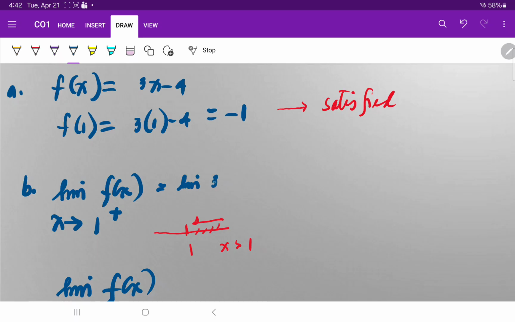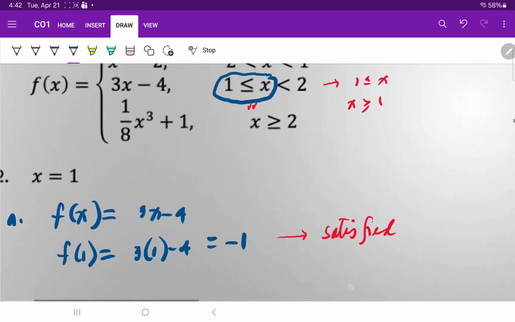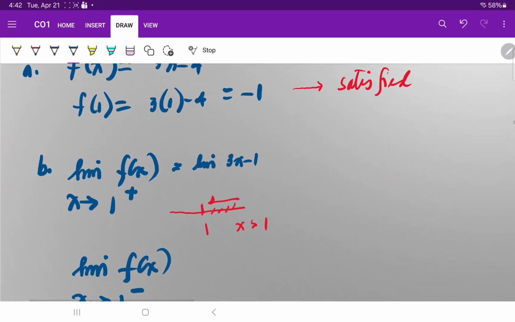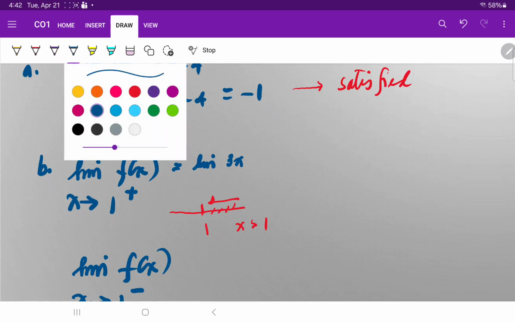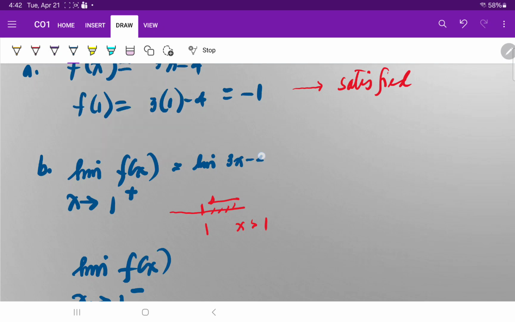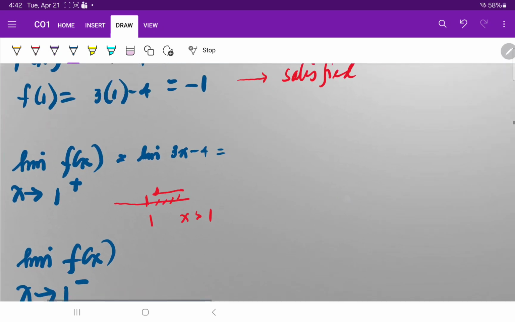You'll be using here 3x minus 1. Tama ba? 3x minus 4, sorry. You'll use here 3x minus 4. Okay, so as x approaches 1 coming from the right, that's 3 times 1 minus 4. That gives you 3 minus 4, which is -1.